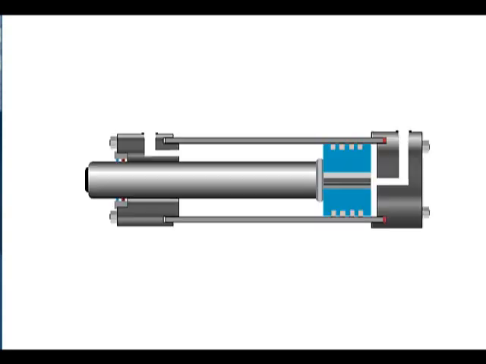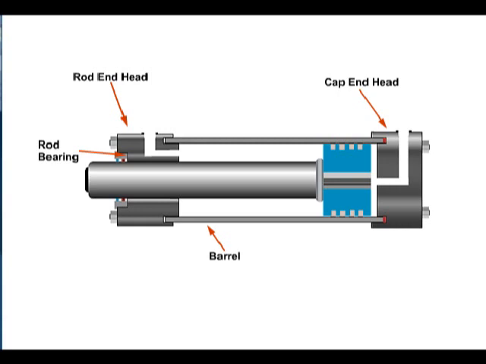The cylinder assembly is constructed of a steel cap end head, a steel barrel assembly, a rod end head, a rod bearing, a piston, and piston rod. Tie rods and nuts are used to hold the heads and barrel assembly together. Static seals keep the joint pressure tight.